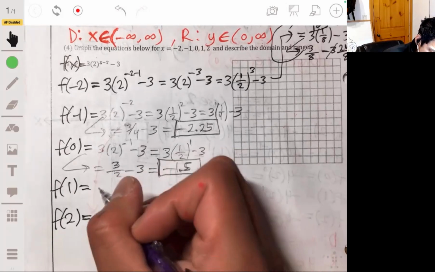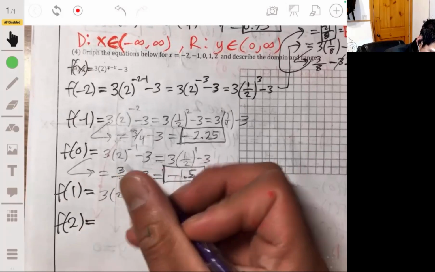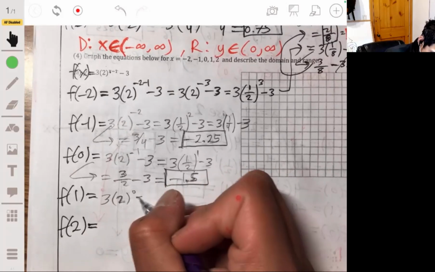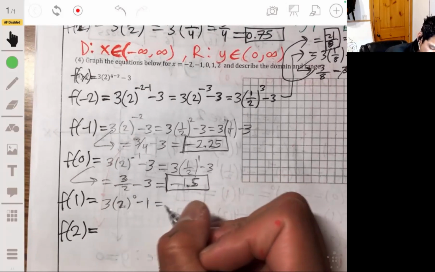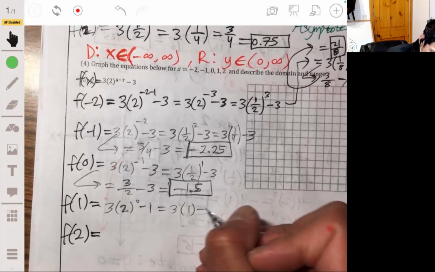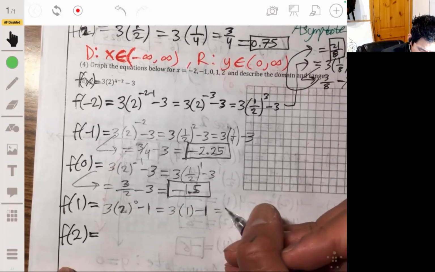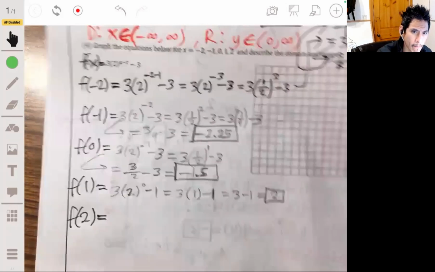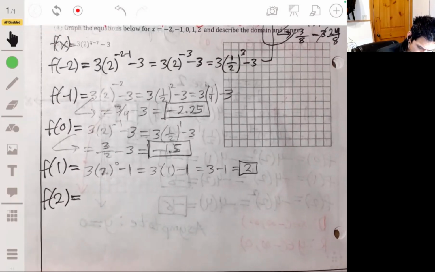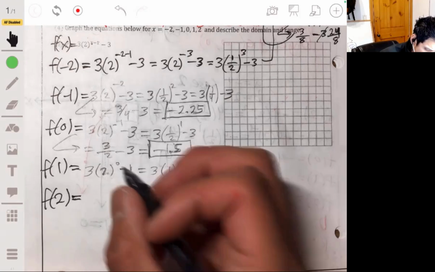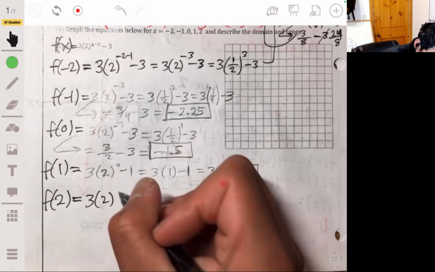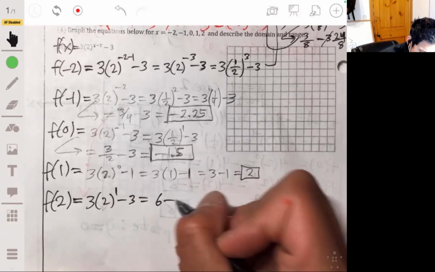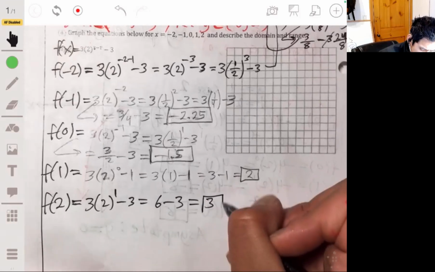F of 1, 3 times 2, 1 minus 1 will be 0. 3 times 2 to the 0, minus 1. 2 to the 0 is 1, so we have 3 times 1 minus 1, or 3 minus 1, or just 2. Then f of 2: 3 times 2 to the 2 minus 1, or 3 times 2 to the 1 minus 3. 3 times 2, which is 6, minus 3, will then just be 3.